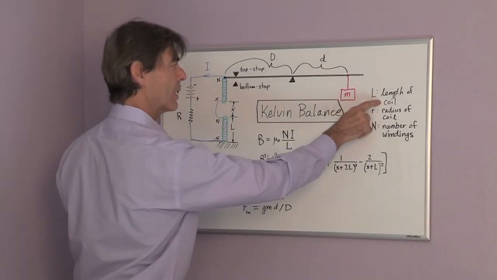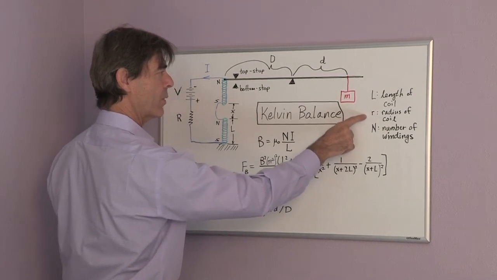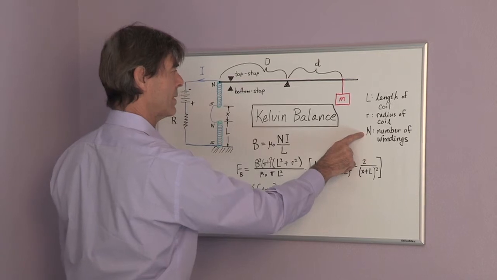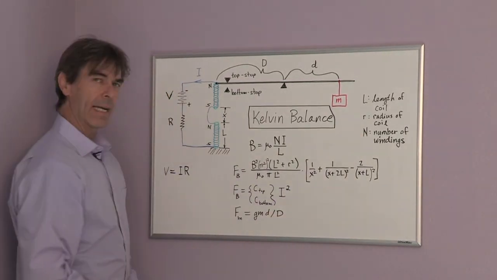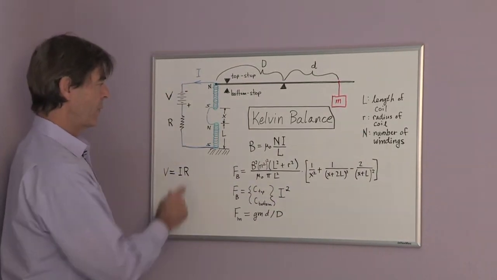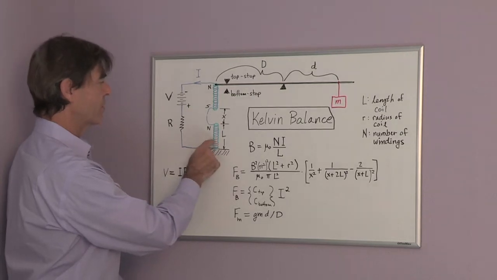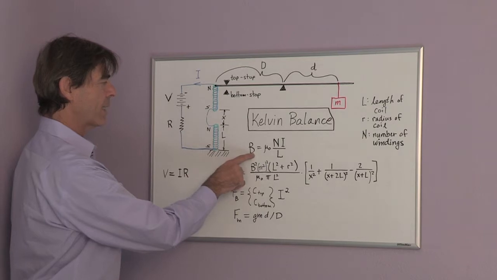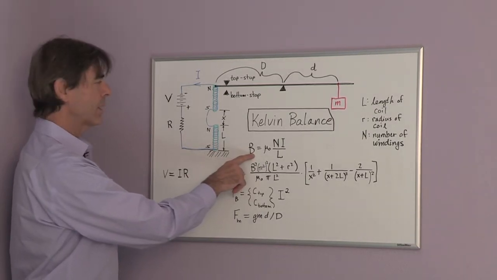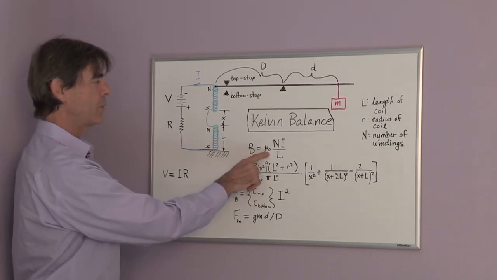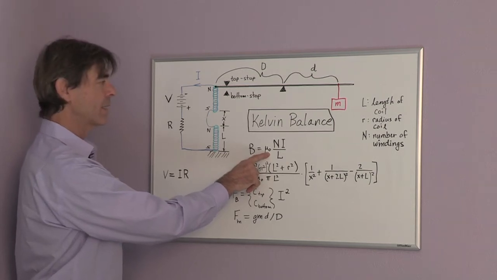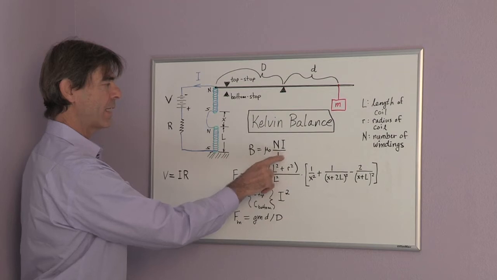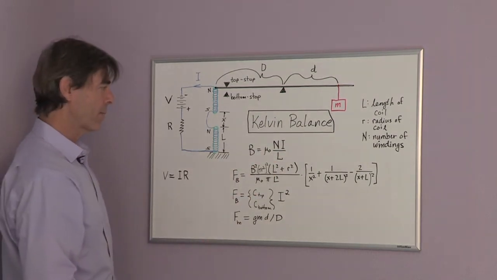The length of the coil is L, the radius of this coil for the electromagnet is R, and the number of windings are N. Now, we know that when current flows through this wire, it produces a magnetic field, which is given by the expression B, the magnetic field, is equal to mu naught, that's a physical constant, times the number of windings times the current divided by the length of the coil.